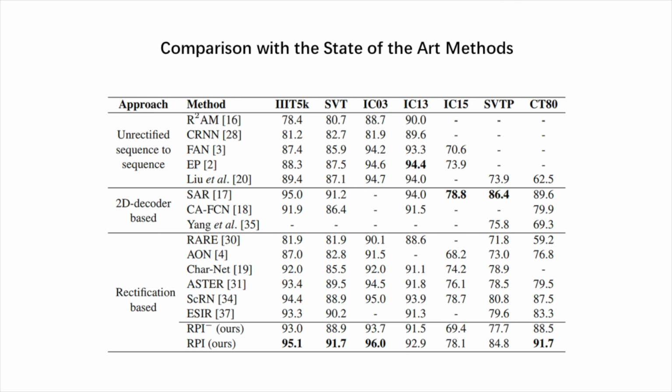SAR is the most representative 2D decoder-based method, and note that SAR is trained with real data and extra synthetic data. RPI wins SAR on Qt80, IIIT5K, and SVT, and is comparable to SAR on the other 3 benchmarks.